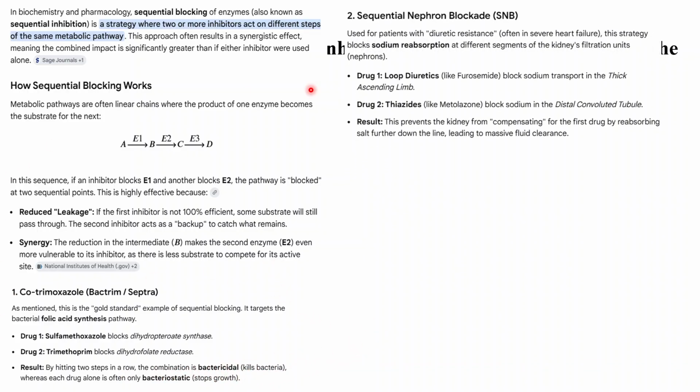Then sequential nephron blockade, or SNB, is used in patients with diuretic resistance, often in severe heart failure. This strategy blocks sodium reabsorption at different segments of the kidney's filtration unit, the nephron. Drug 1 is a loop diuretic like furosemide, which blocks sodium transport in the thick ascending limb, and drug 2 is a thiazide, like metolazone, which blocks sodium at the distal convoluted tubule. The result is that this prevents the kidney from compensating for the first drug by reabsorbing the salt and water, leading to massive fluid clearance.